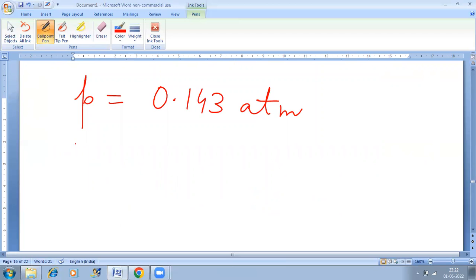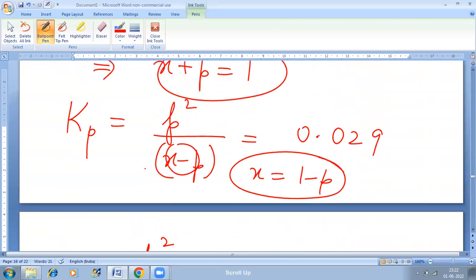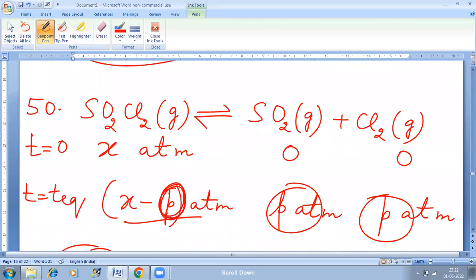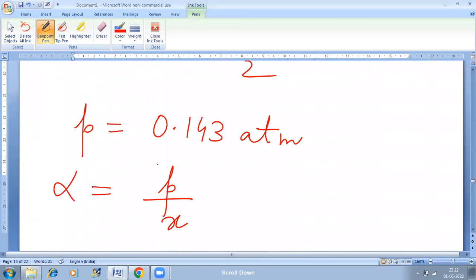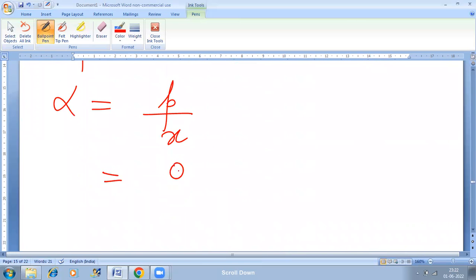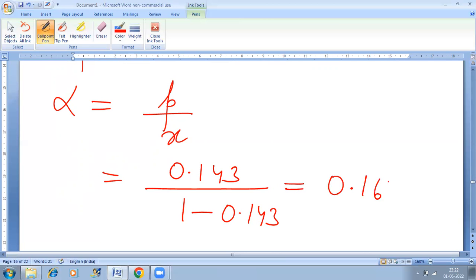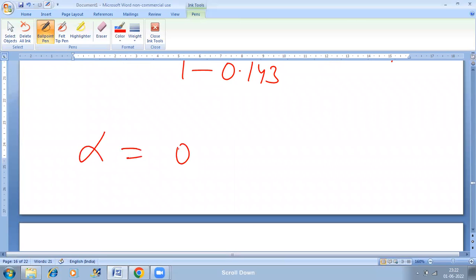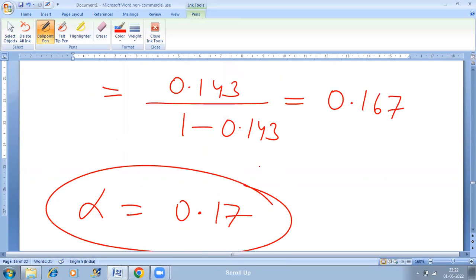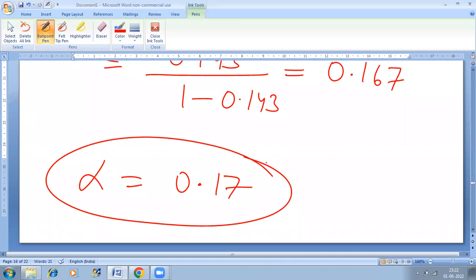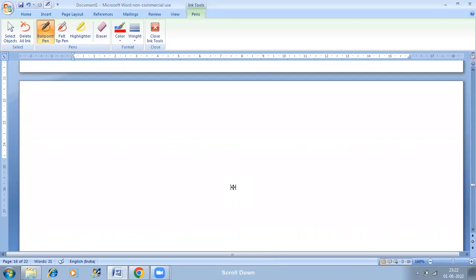Okay. Degree of dissociation is alpha, which is P upon X. What is P? The amount of pressure that has reacted. What is X? The initial partial pressure of SO2Cl2. So P upon X is going to be the degree of dissociation. Put the values. P will be 0.143. X is 1 minus P because we know that P plus X is equal to 1. On solving this, the value is 0.167. Hence, alpha is equal to 0.17. Rounding off is necessary here because I need only 2 digits after the decimal. So alpha is 0.17. I hope you have understood all the solutions.